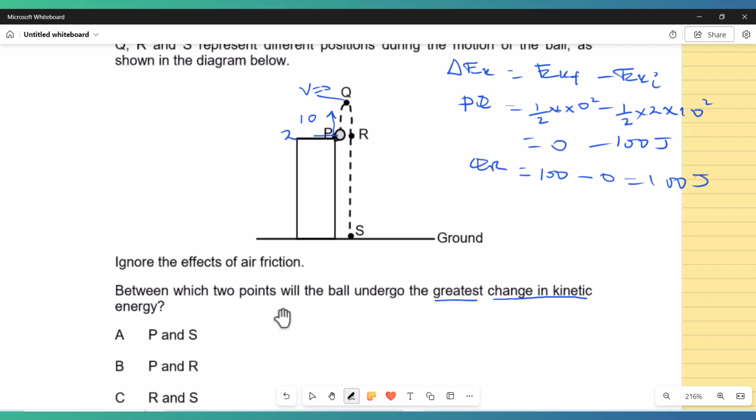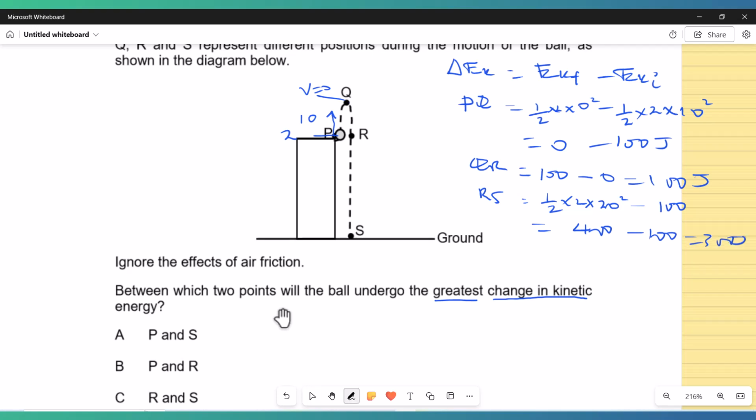Now from R to S, let's say at S it hits the ground with a bigger velocity, which is 20. Now from R to S, you're going to have a half times 2 times velocity at S, which we are assuming is 20, that's times 20 squared, then minus the kinetic energy at R, which we said is 100. So what is 20 squared, guys? 20 squared is 400. Then minus 100, what do you get here? We get 300 joules.